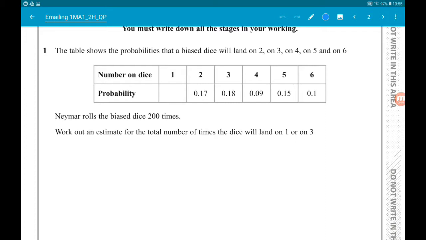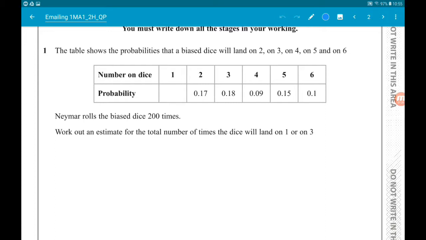Think about it. If you flipped a coin 10 times, we know the probability of a head is 0.5. So we would expect to get a head half of the time, so 5 out of 10 times. So you always do the probability of an event multiplied by the number of times you are doing whatever it is we are doing. So here, rolling the dice.